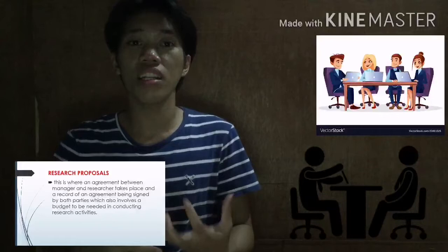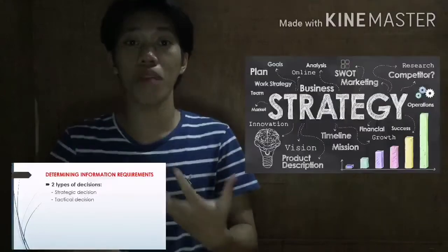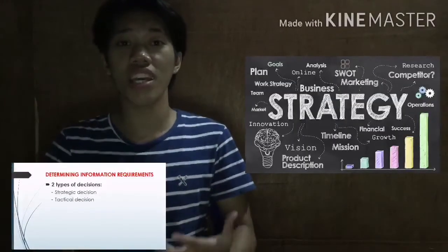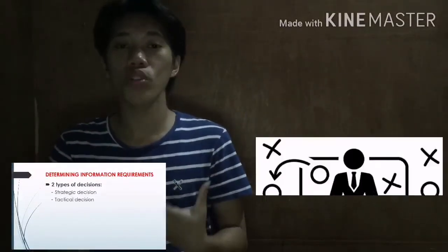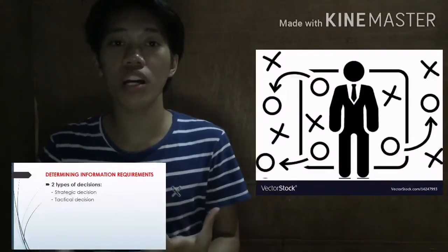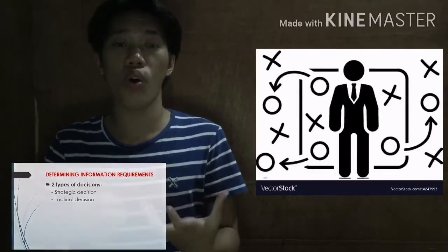Next is determining information requirements, which has two types of decision. First is strategic decision and tactical decision. The difference between these two is that strategic decision focuses on a long-term plan for achieving a goal in general, while tactical decision focuses on a particular or specific goal only. And that's all for chapter 3.